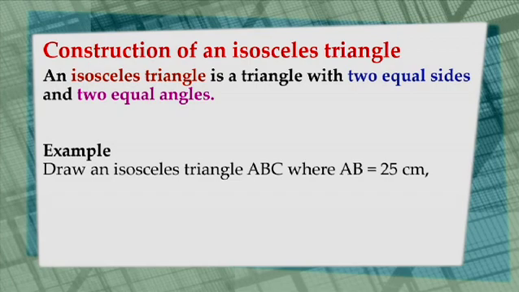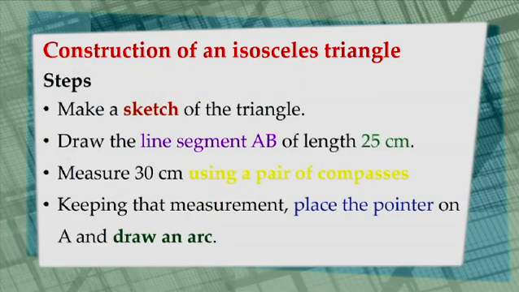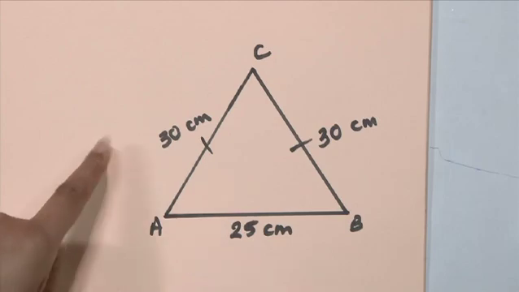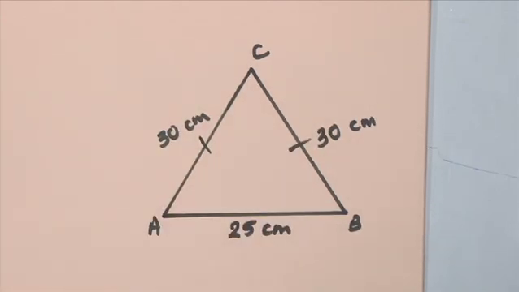Right, now draw an isosceles triangle ABC where AB is 25 centimeters, AC 30 centimeters, and BC 30 centimeters. Right, remember, isosceles triangle, the two sides are equal, right? So in this example, you've got AC, which is 30 centimeters, and BC, 30 centimeters. Now, how do we start? You always start with a sketch. Here's the sketch. AB 25, AC 30 centimeters, and BC 30 centimeters.